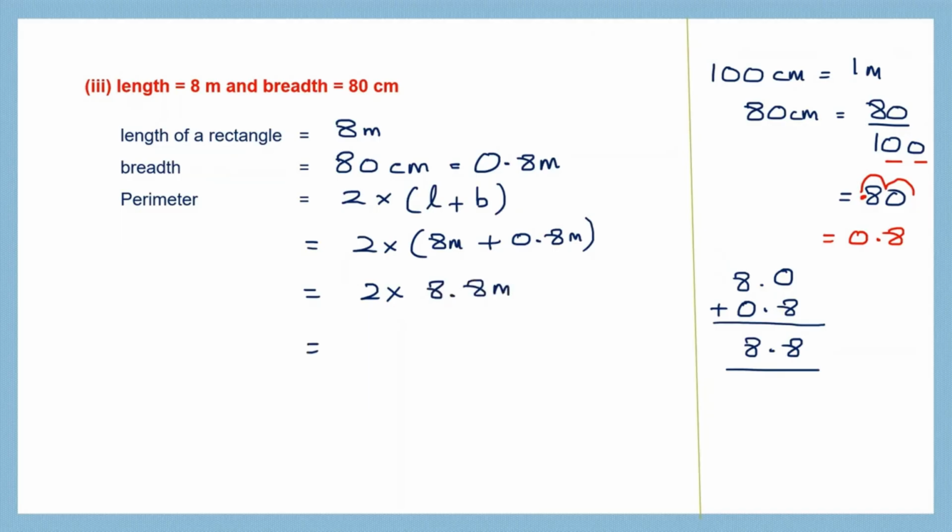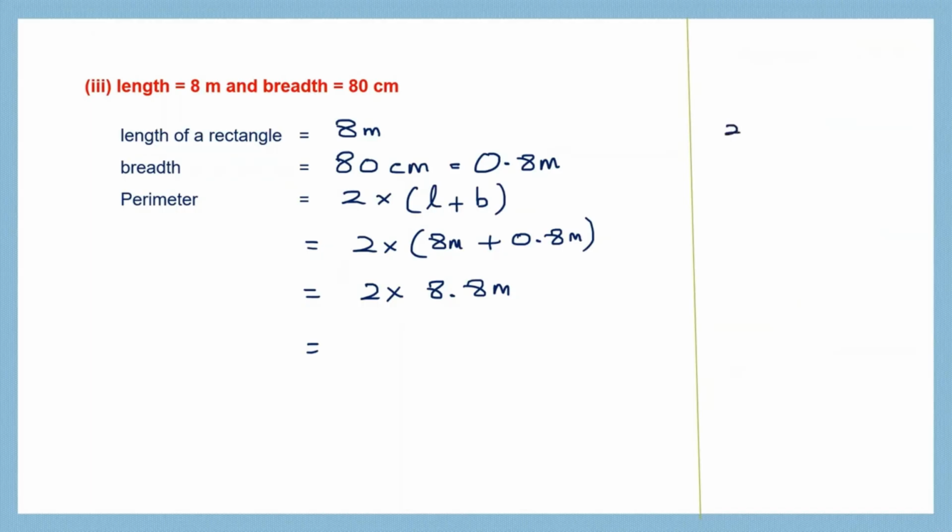So let's multiply this. So here we have 2 into 8.8. Let's ignore the point. So it becomes 88. Let's multiply 88 into 2. 2 8s are 16, carry 1. 2 8s are 16 plus 1, 17. Go back to the question and see the number of decimal places. There is 1. So our answer also should have 1 decimal place. So what do we have there?